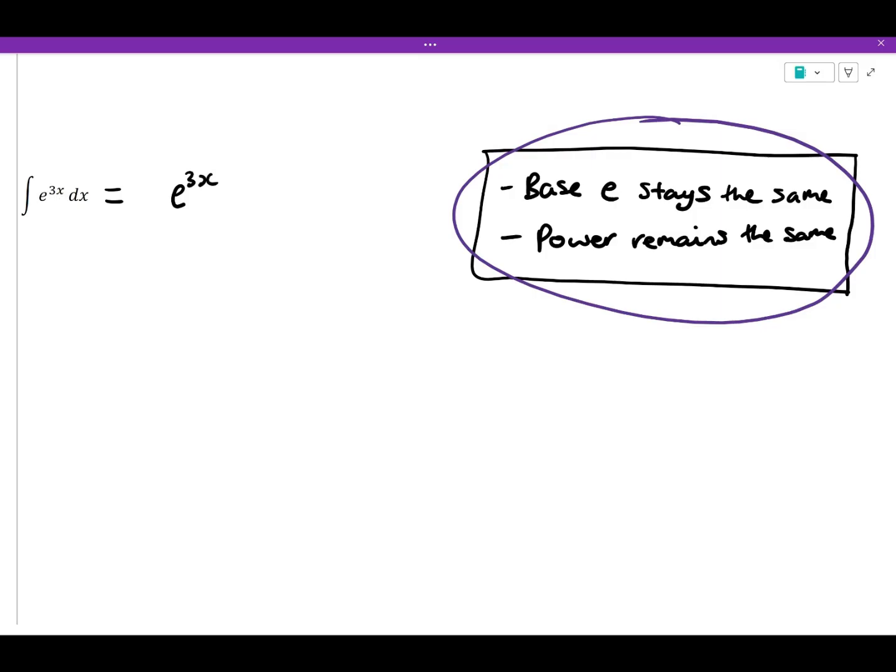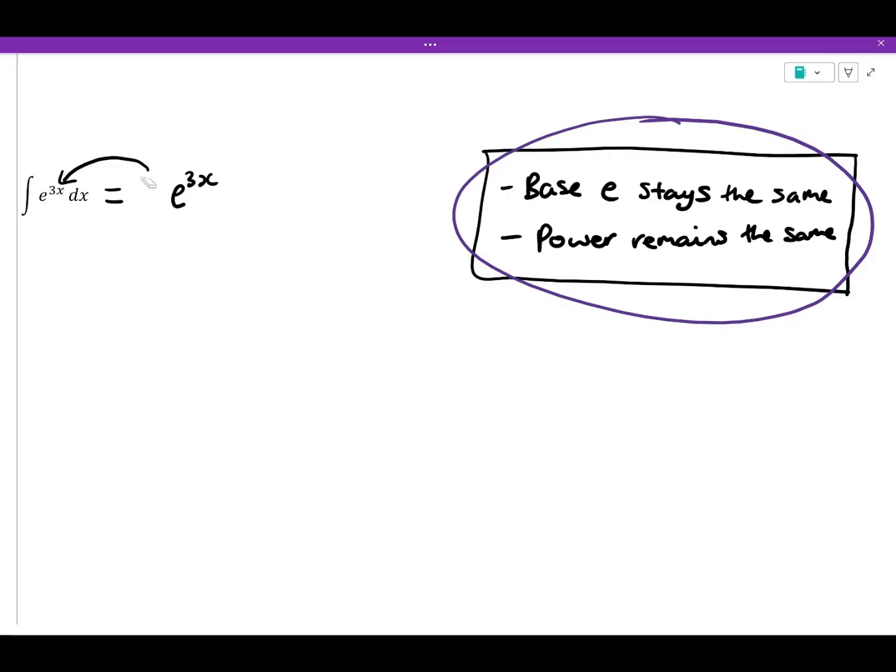Now this is a possible answer. We're still going to have to check whether it makes sense. To do that, we're going to use the chain rule of differentiation on this and check whether we get back to our initial question. If we get back to exactly what is written in our initial question, so e to the power of 3x, then we've got our final answer. If we don't, we're going to have to make a slight adjustment.